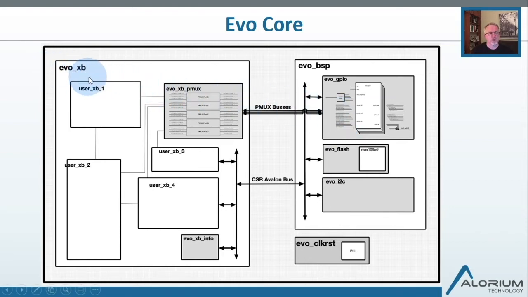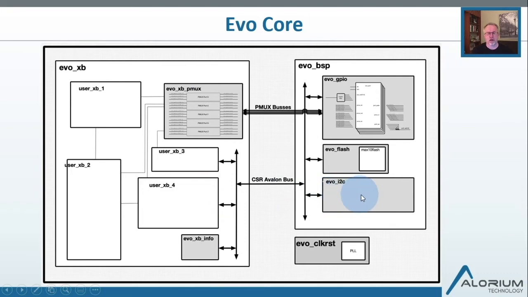In the EvoXP, which is our wrapper around custom logic, there are 2 blocks that we always include. The first is the EvoXP PMUX, which allows access to the pins in the ports. And the other is the EvoXP info block, which provides info CSRs for the custom logic. The other blocks we see here, these white boxes, are an example of some custom logic that somebody might design and instantiate into the EvoXP. So you can see that these other custom blocks are instantiated at the same level as the PMUX and the info blocks here.